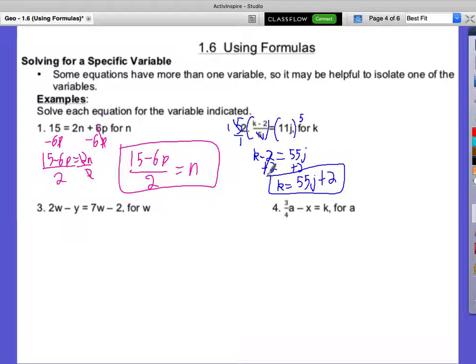Question, why are we doing this? Because it's useful to be able to solve formulas for a specific variable, and we're going to use that later in geometry as well, and be able to use formulas. That's why we're doing this.